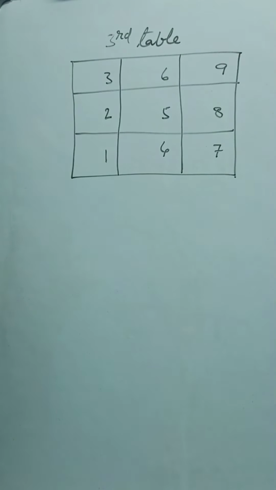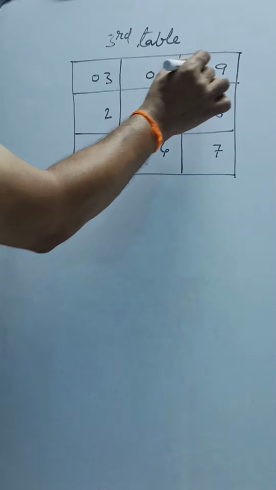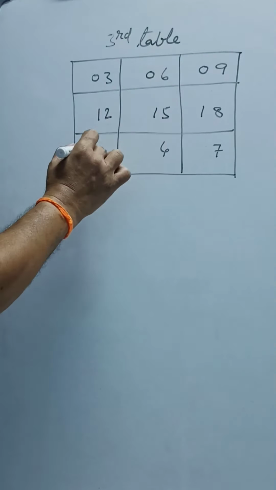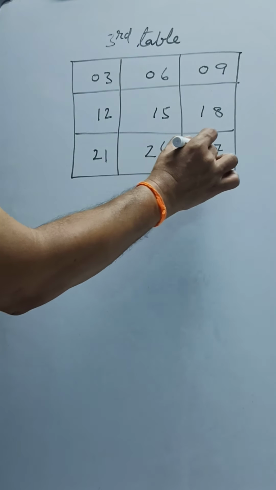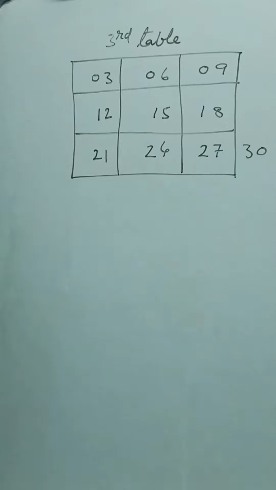The units places are over. Now to write the tens places, in the first row fill all the boxes with 0, in the second row with 1, in the third row with 2, and last 3, 0. Now we can write the third table.